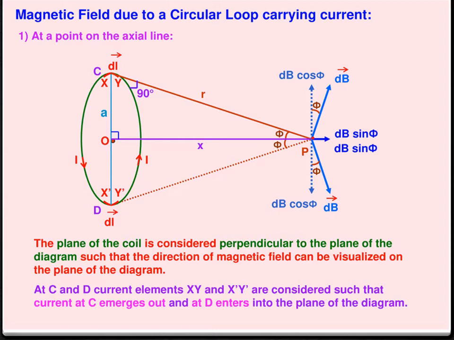So consider a current carrying circular loop. See, this is the circular loop. Let capital R be the radius and I be the current flowing through the wire. Now the magnetic field at the point P.